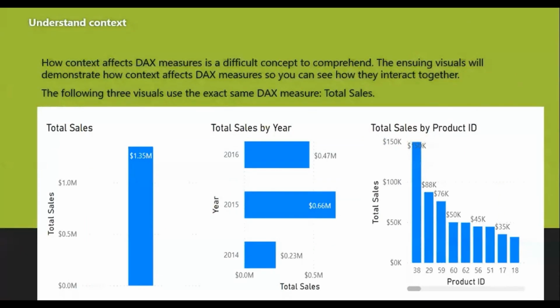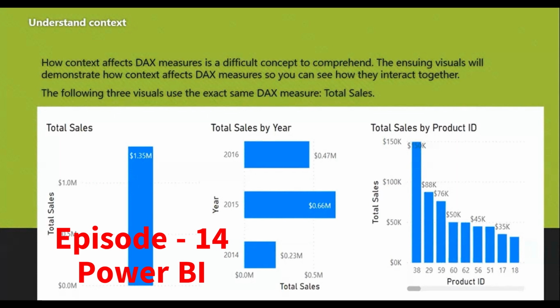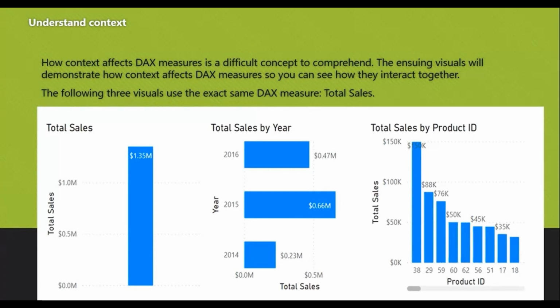So here, what I have is something. I have created a small report here to see how the context affects the text. Okay. So, for example, here we have the same measure which is created for total sales. We have created a single measure for total sales.